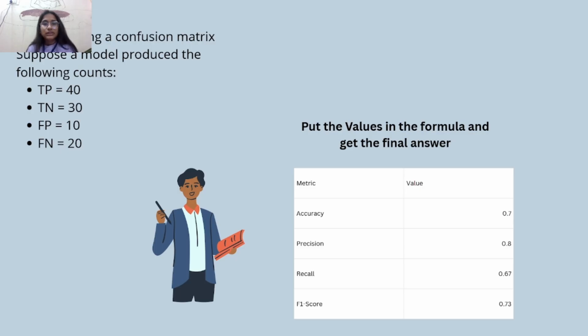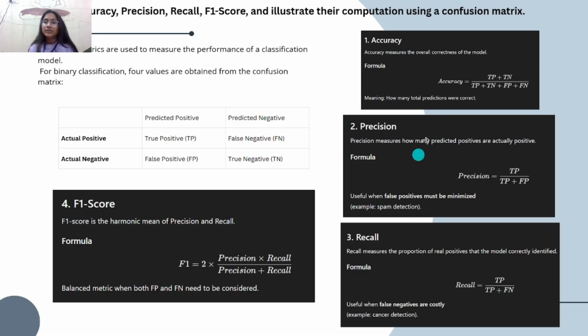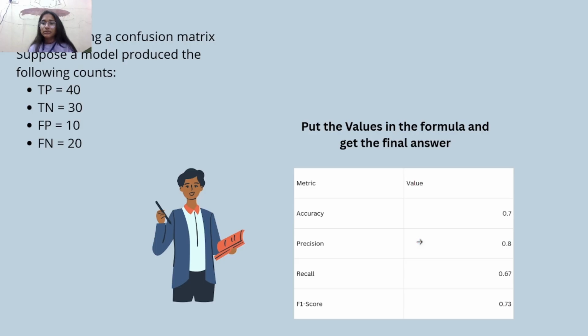So we have discussed this using a small example, like suppose TP equals 40, TN 30, FP 10 and FN 20. So on applying these values to these formulas, we got different values like accuracy 0.7 means 70%, precision 0.8 means 80%, recall 67%, F1 is around 73%. So we see that accuracy alone never tells the full story. That is why we use these extra metrics.